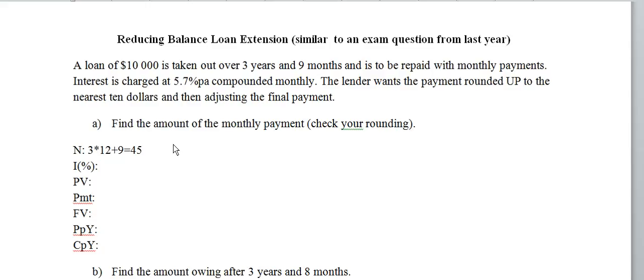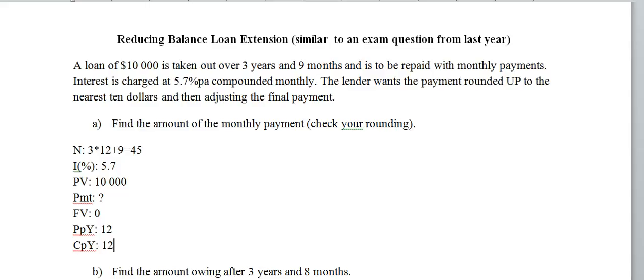Our interest is our annual rate, so we do not divide by 12. PV is the present value. So have a quick think, will that be positive or negative? It will be positive because it is a loan. That means that money is going right into our pocket with our ability to spend it. The payment, that's what we're looking for. And the future value, we want to have it paid off. And our payments are monthly, so there's 12 per year, and our compounding is monthly, so 12 per year.